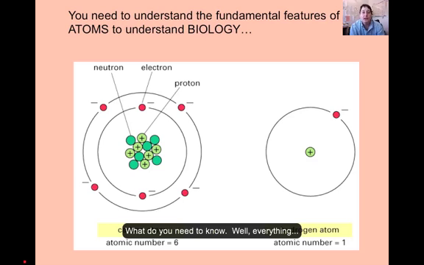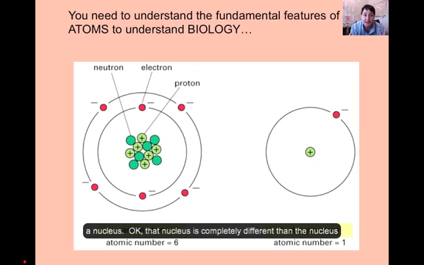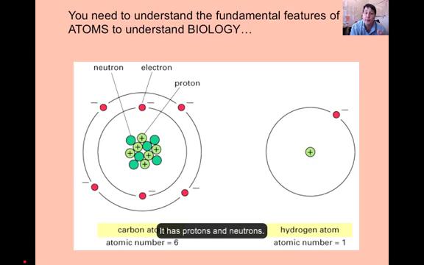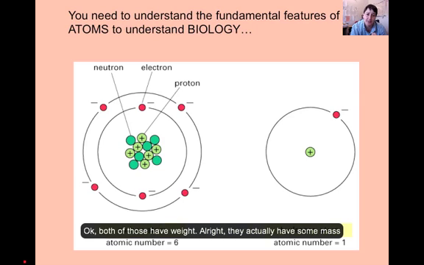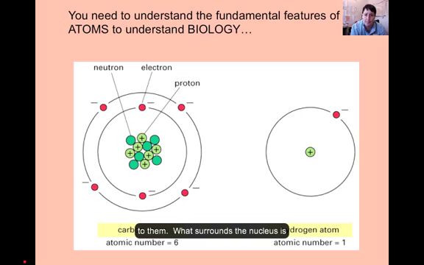What do you need to know? Well, everything, all of biology, really has to do with the interaction of atom to atom, molecule to molecule. I hope from 107 that some of you remember what an atom is made out of, okay? An atom has a nucleus, okay? That nucleus is completely different than the nucleus of a cell, all right? So what's in the nucleus of an atom? It has protons and neutrons, all right? Both of those have weight, all right? They actually have some mass to them.